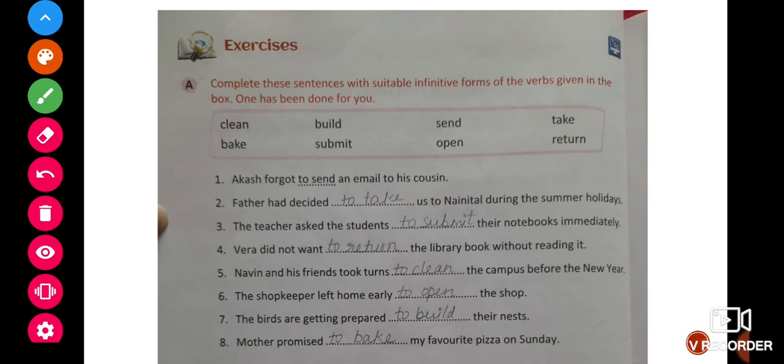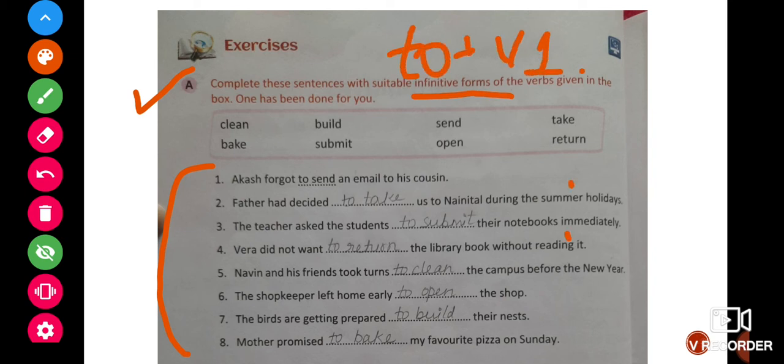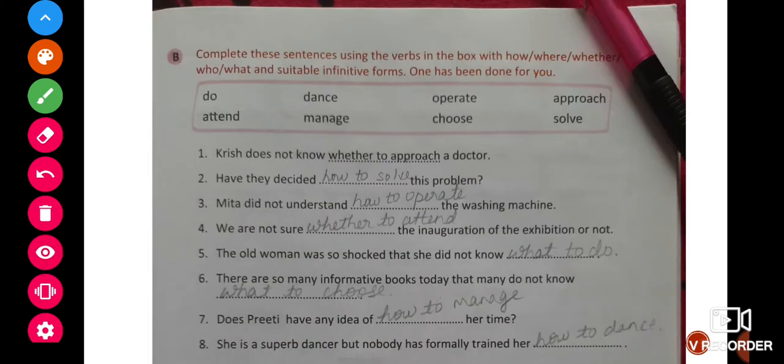Now students, here we have your exercises, your textbook exercises. So please pause the video, complete your exercises in your textbook, and then you can move ahead. So this is your exercise A. You have to fill in the blanks using suitable infinitive forms, that means 2 plus V1 forms. So these are the answers.